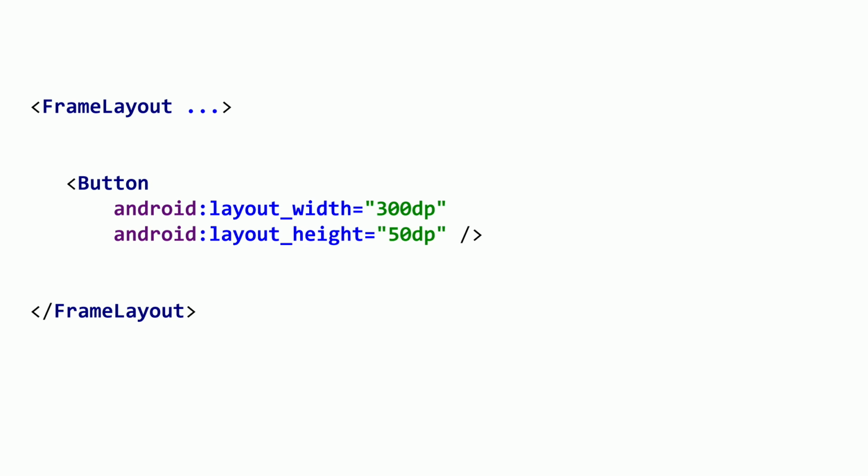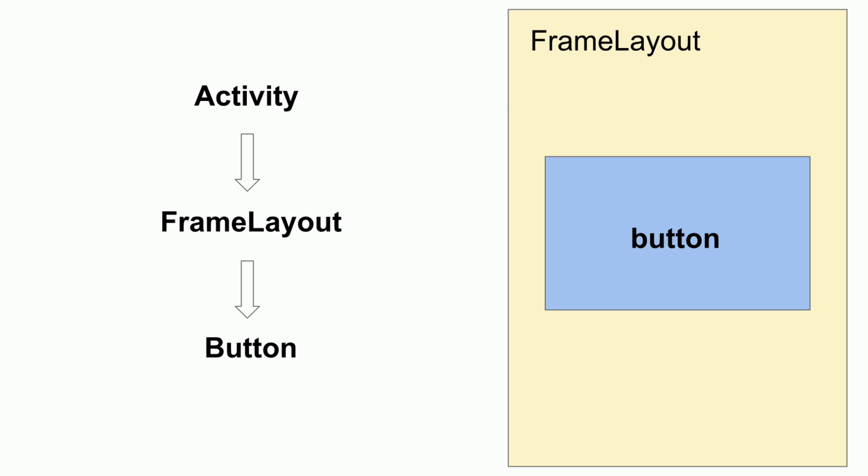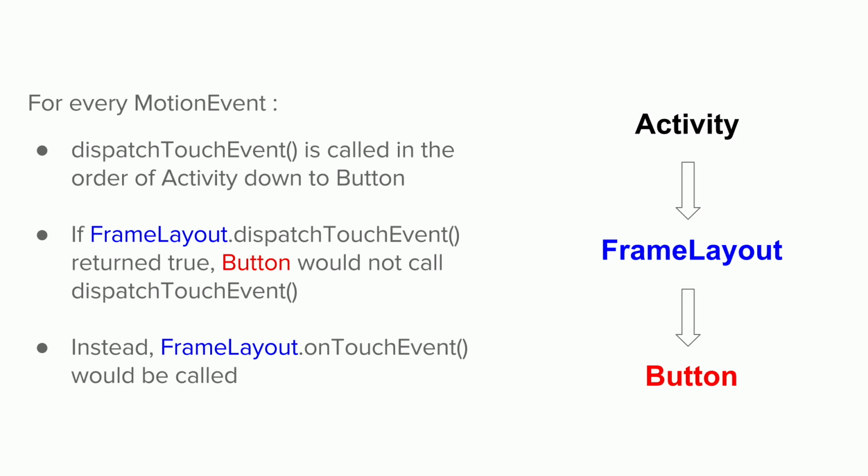If we take a closer look at this example, this is something really common. You have a frame layout and then you put a button on it and it looks something like this. But when you lay out the activity tree or the view tree, it looks something like this, where the activity is on top and then you have the frame layout and then you have a button. So for every motion event, we examine how it gets passed through from view to view, right? dispatchTouchEvent will be called on the activity, and then it will be passed down until some view decides, okay, I want to handle it.